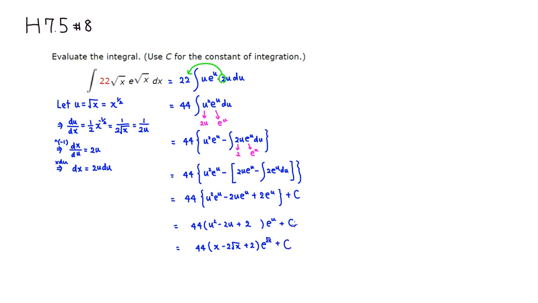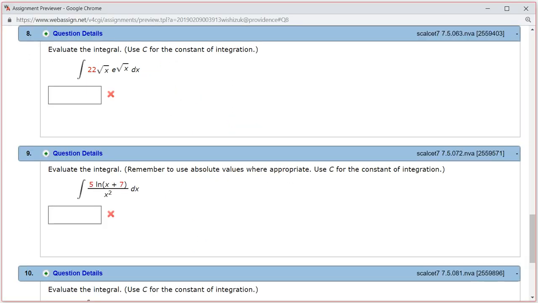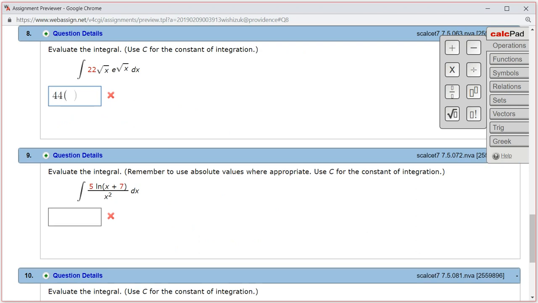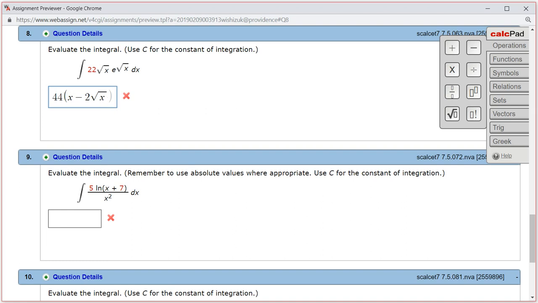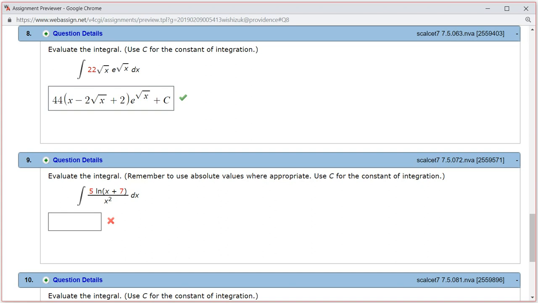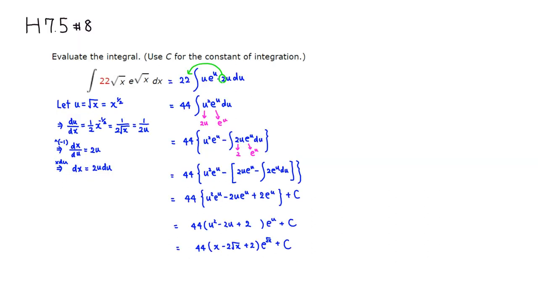Let's type it in. What we got was 44 times x minus 2 square root of x plus 2, then e to the square root of x plus some constant c. Let's check the answer. I came back and it looks like we got this one correctly. That's it. I hope that this was clear.